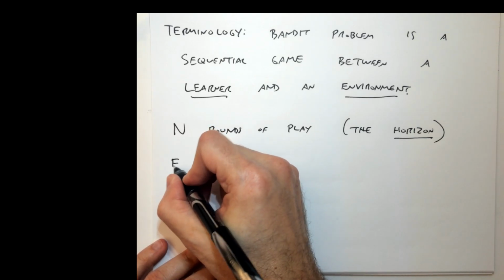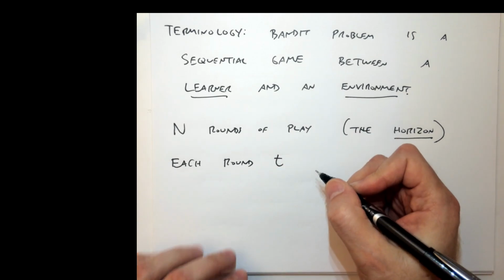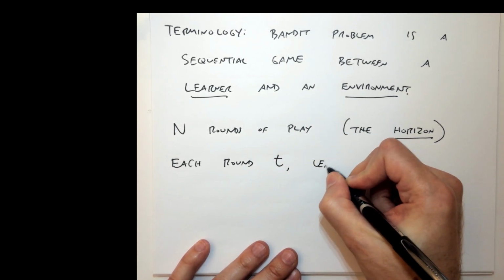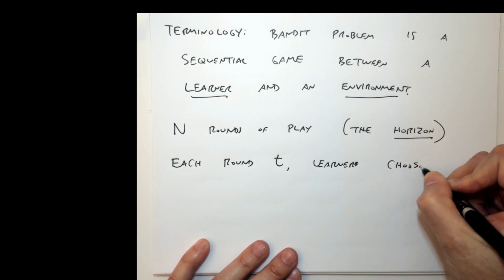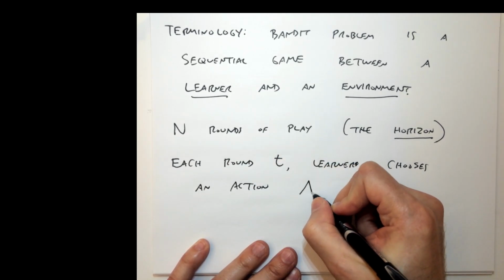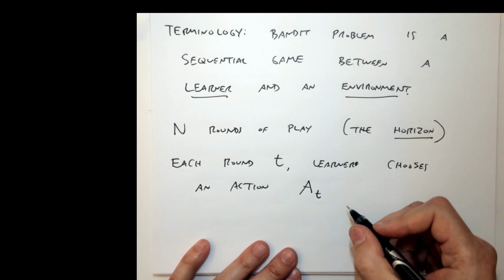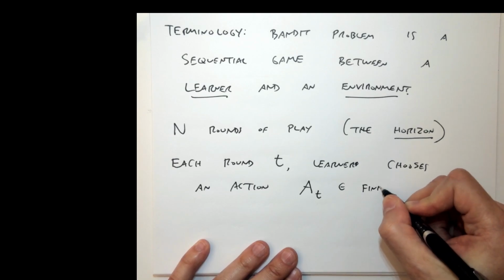And in each round, let's call it round t, the learner chooses an action, A sub t, from a finite set of possibilities.